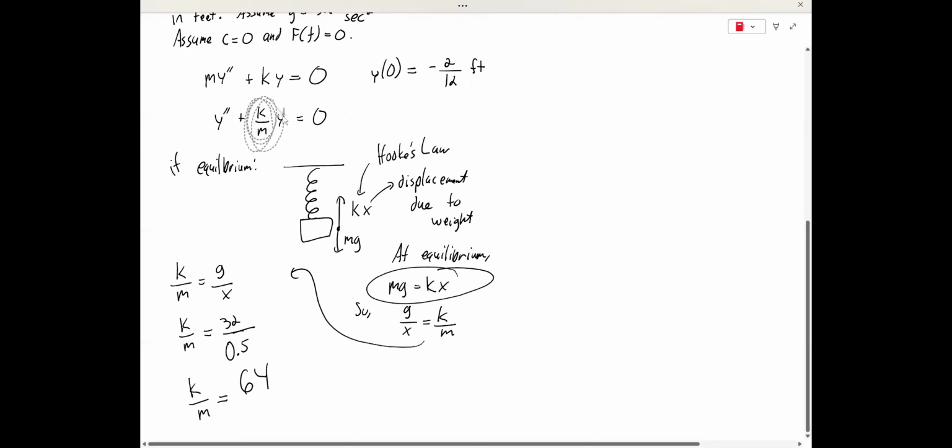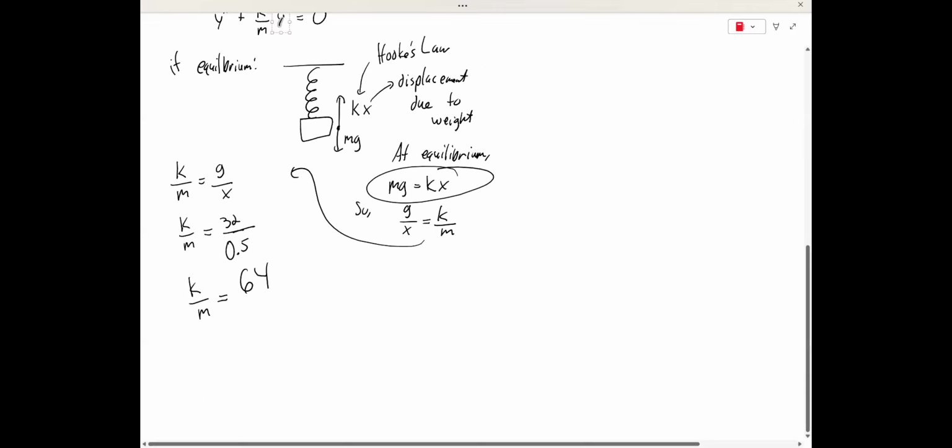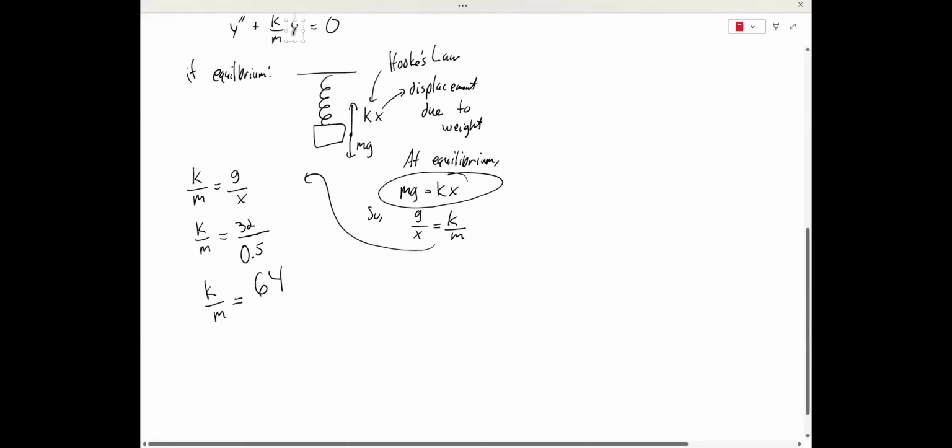So we didn't know either one. We didn't know the spring constant. We didn't know the mass. But we were able to find the ratio because we knew the displacement just from the equilibrium. That was enough to actually figure it out. So it's the ratio of the two. It's really important.